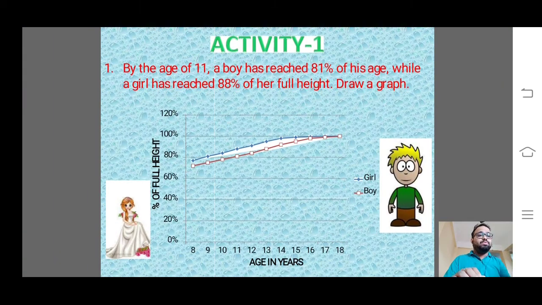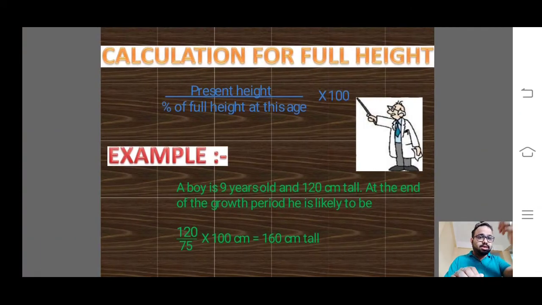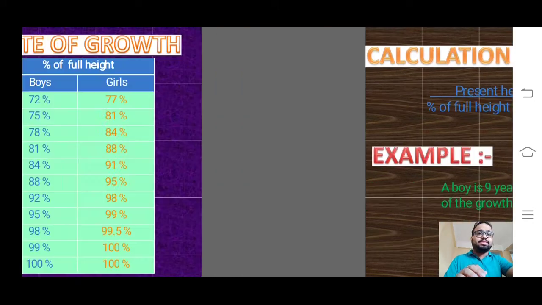Then we did this activity in the last class, the height. You can calculate your present height as a percentage of full height into 100. Suppose your present height is 120 centimeters, and the percentage for that particular age should be 75%. So you can calculate how much height you will grow. If your present height is 120 centimeters, the maximum height that you can grow to in your lifetime will be 160 centimeters. So these were some of the things which we discussed in the last class.